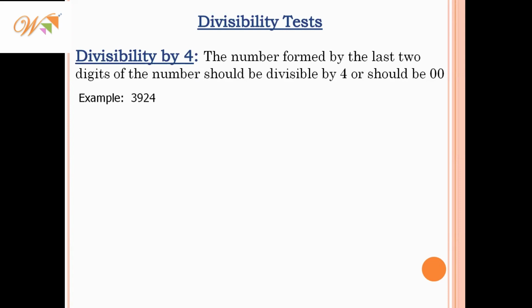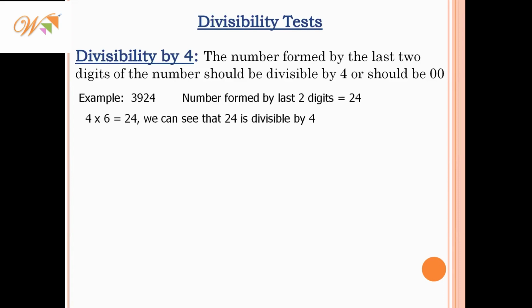Now think of the table of 4. So 4 times 6 is 24. So we know 24 is divisible by 4 because 4 times 6 is 24. So the divisibility test says that if the number formed by the last 2 digits is divisible, then 3924 or the full number will also be divisible by 4.